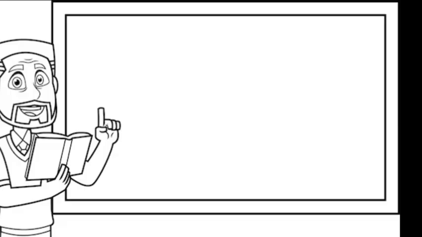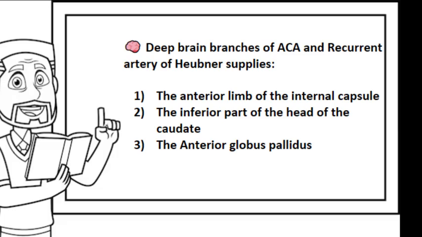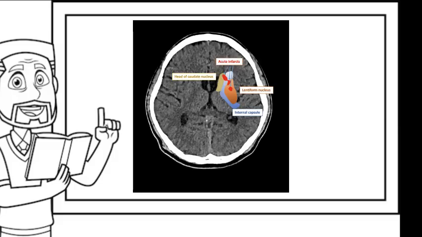Now, what does this artery supply? The Heubner artery and other anterior cerebral artery perforators supply deep brain structures, including 1. The anterior limb of the internal capsule. 2. The inferior part of the head of the caudate nucleus. And 3. The anterior part of the globus pallidus. These areas are crucial for motor and cognitive functions.